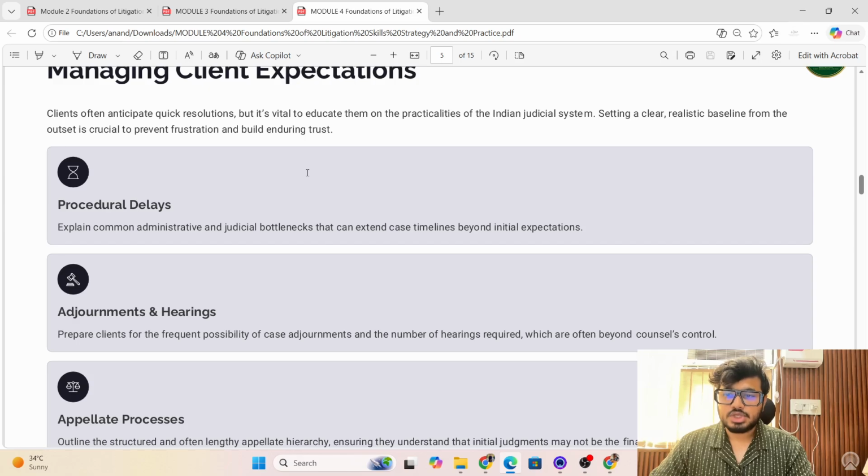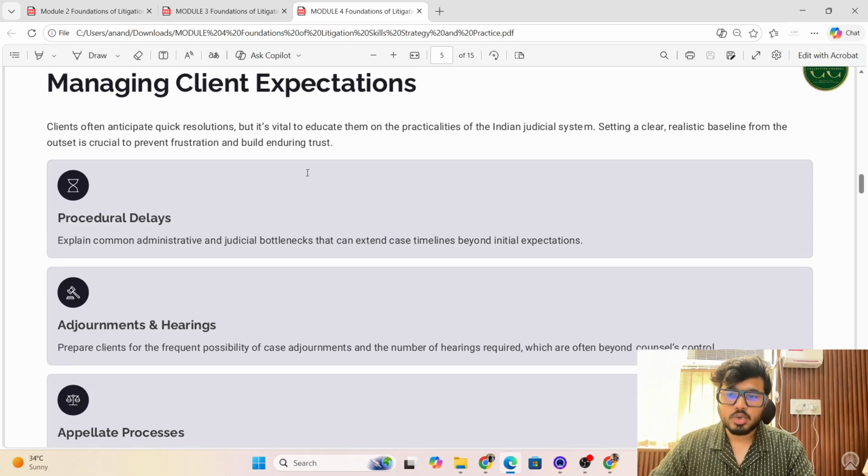Managing client expectations. Clients often anticipate quick resolution. Of course, every client would come and ask you to resolve their queries or disputes as soon as possible. I also have a lot of clients who say, "Sir, please get it done as soon as possible," and I clearly tell them that it is not in my hand. The court has to follow the procedure. The court has to abide by the law books. It cannot go beyond it, right?